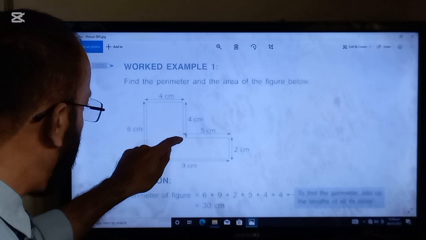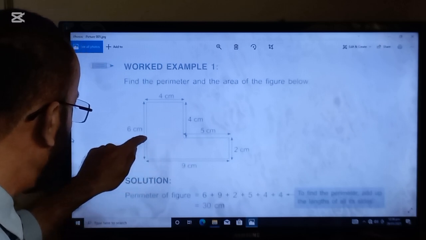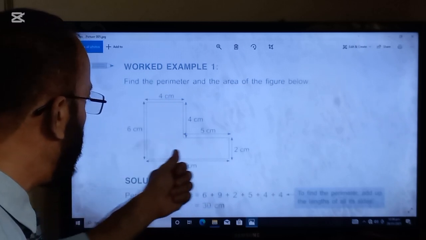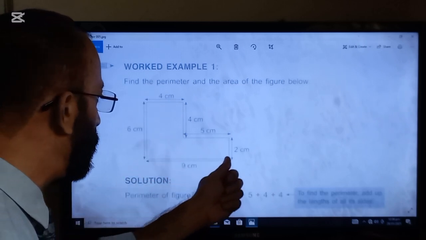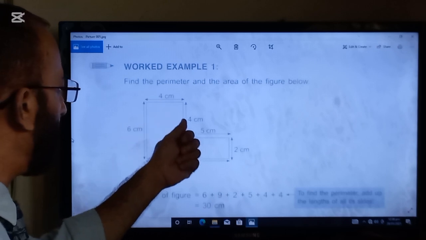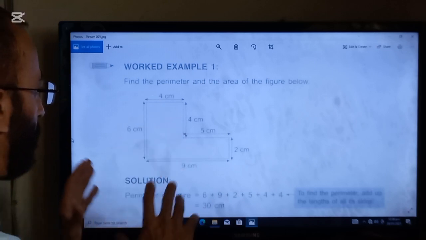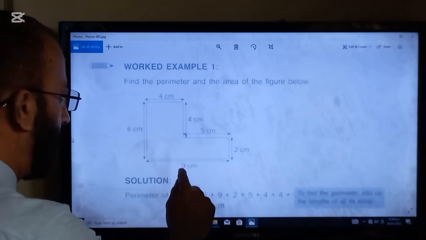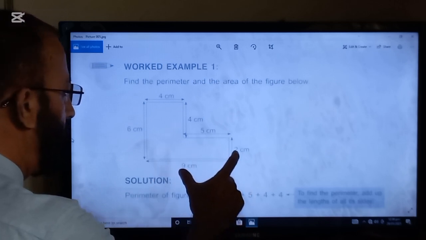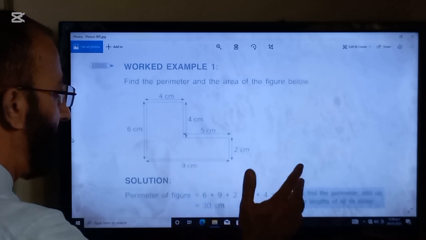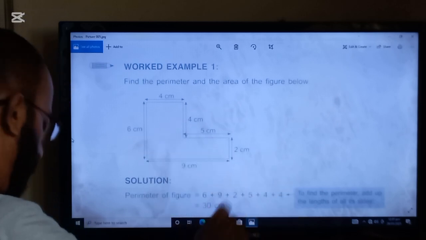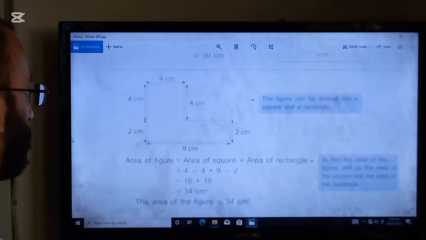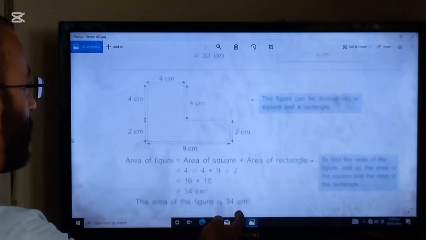So if we imaginarily draw a line from here, it will make a square, and the bottom figure will be a rectangle with dimensions 9 and 2. The square's dimension will be 4 by 4. So we find the area of the square, that is 4 into 4, which is 16, and the area of the rectangle, that is 9 into 2, which is 18. So 18 plus 16 will be equal to 34. So that will be the area of this figure. So look now, 34 is the area.